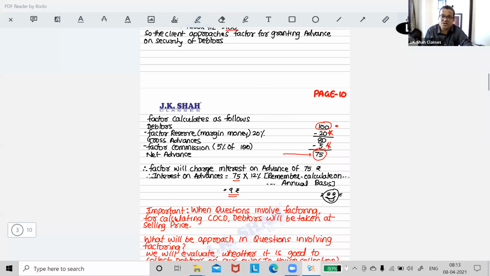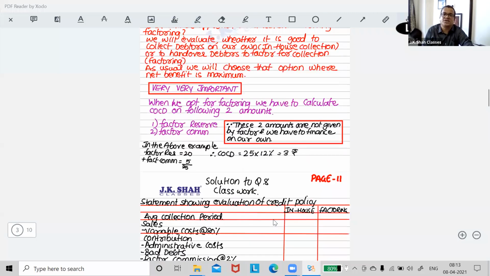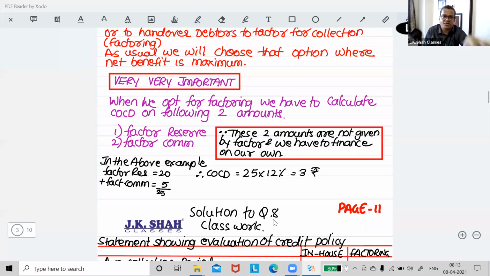Exactly. And that's why the cost of carrying debtors will come on this number. Very, very important. When you opt for factoring, you have to calculate COCD on the following two amounts. So in the above example, factor reserve is 20, factor commission is 5, so 25 rupees is not given. Very simple, guys. I went to him asking for 100 rupees. He kept all my debtors of 100 rupees and gave me only 75 rupees. 25 rupees I have to arrange on my own.